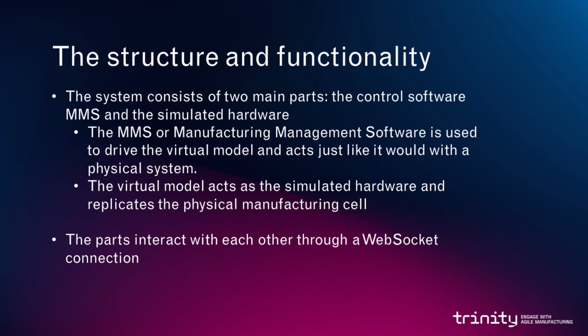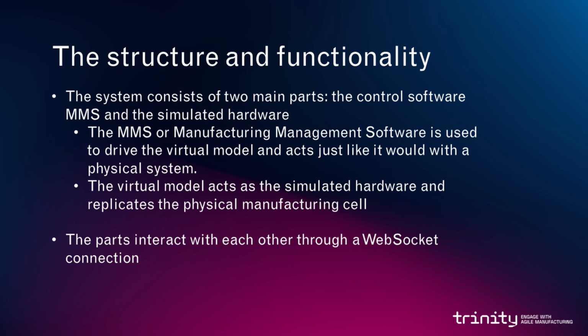The system consists of two main parts: the control software, MMS, and the simulated hardware. The MMS, or Manufacturing Management Software, is Fastems' industry-leading production planning and execution software. It is used to drive the virtual model and acts just like it would with a physical system. The virtual model acts as the simulated hardware and replicates the physical manufacturing cell. Various parameters can be tweaked to create a one-to-one copy of the actual cell.